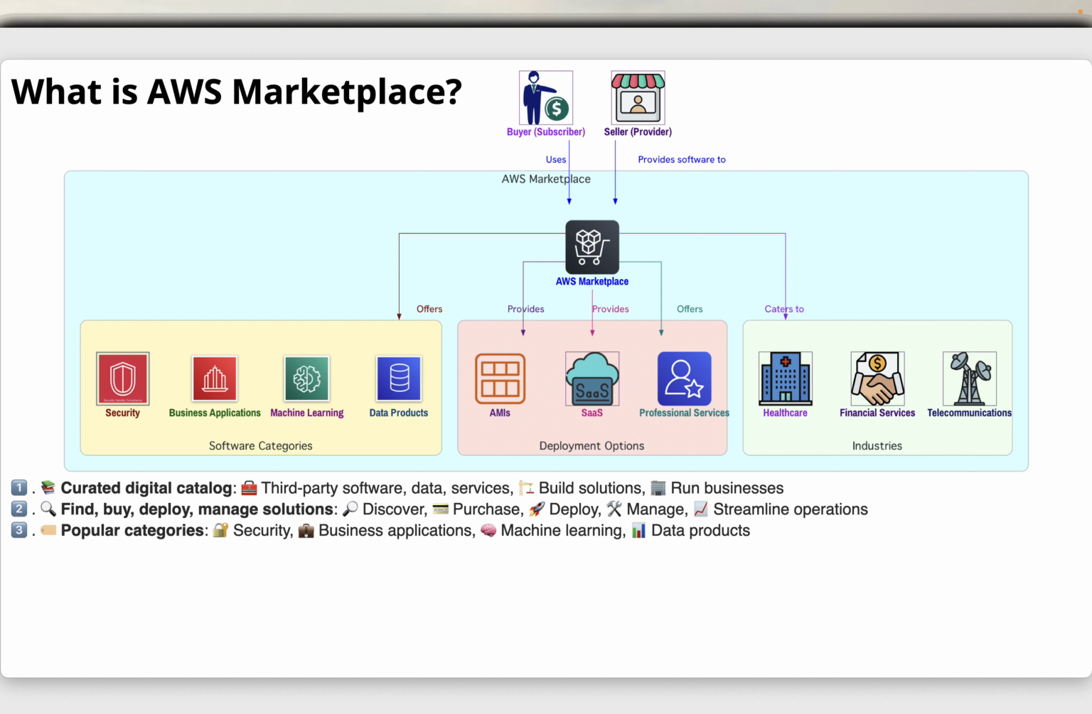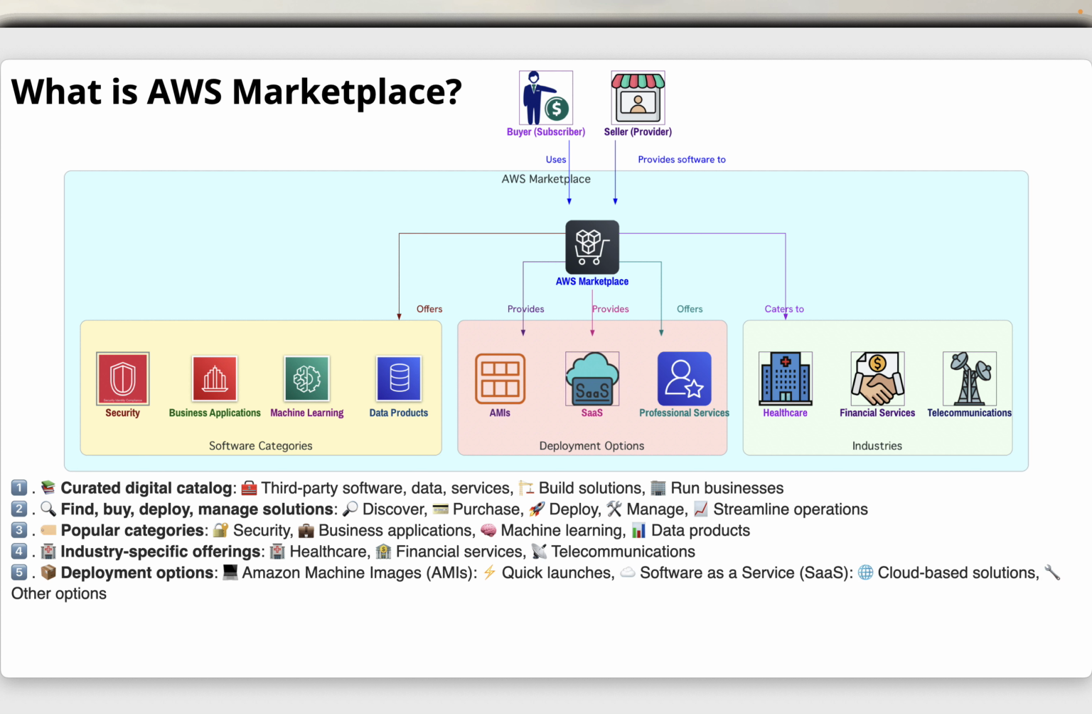The marketplace includes thousands of software listings from popular categories such as security, business applications, machine learning and data products catering to diverse business needs. AWS Marketplace provides targeted solutions for specific industries like healthcare, financial services and telecommunications, addressing specialized sector requirements.